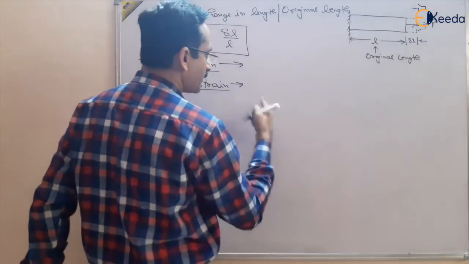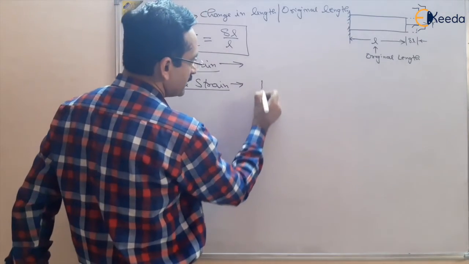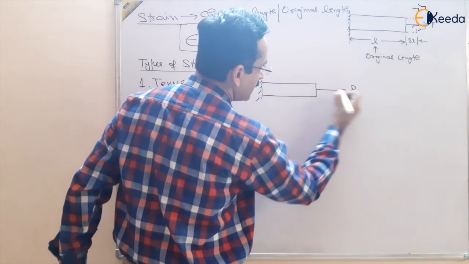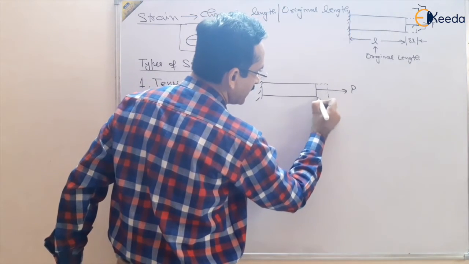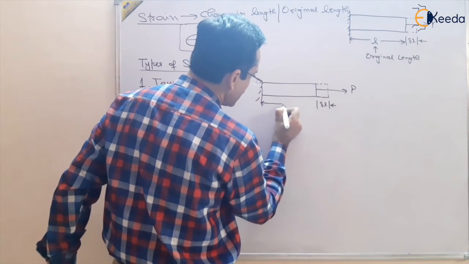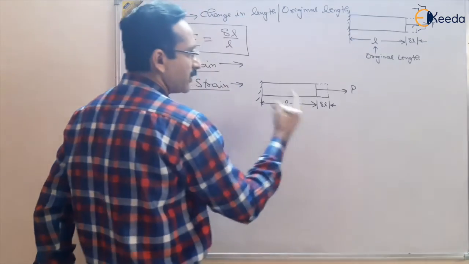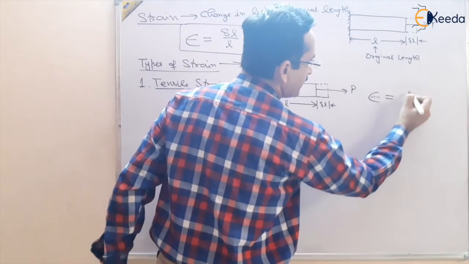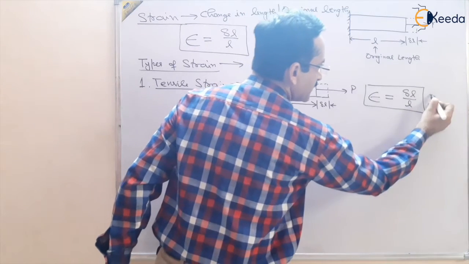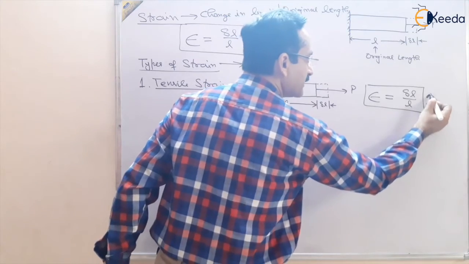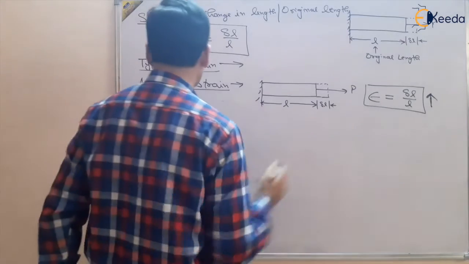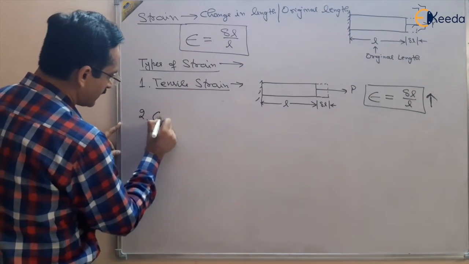So the same figure I am making here to show that this is tensile strain. This is our body, and there is some change in length of the body, and this deflection is increasing the length of the body. So our strain will be defined as delta L upon L, and you will see that this is positive because it is increasing the length of the body. So this is tensile strain.